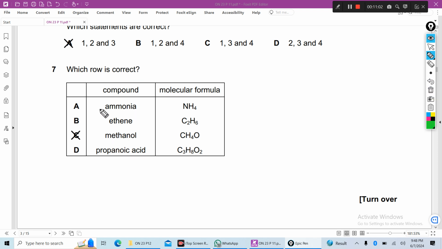And this is wrong. Ammonia is a compound but the molecular formula is wrong. Ethene is a compound, but the molecular formula is wrong. This will be C2H4. So C is the right answer.